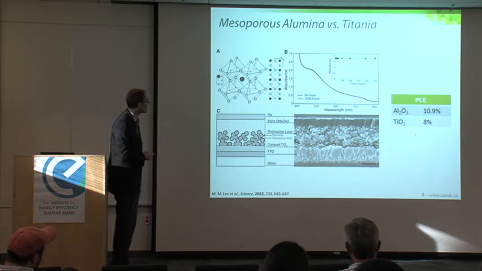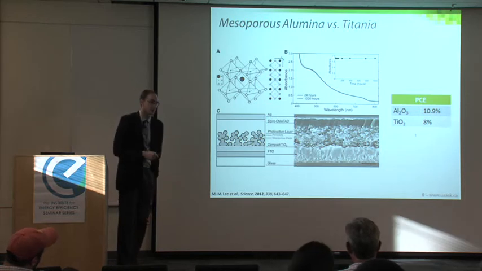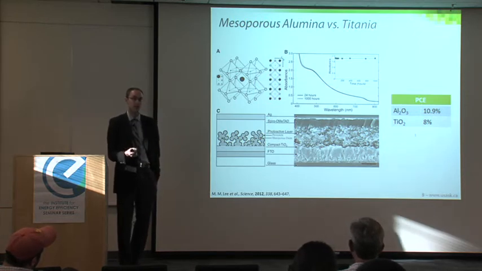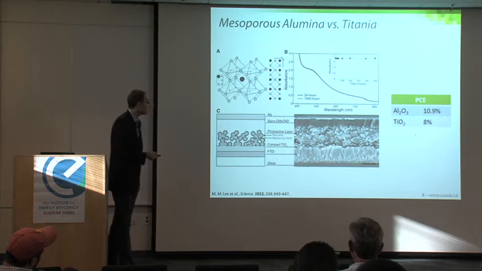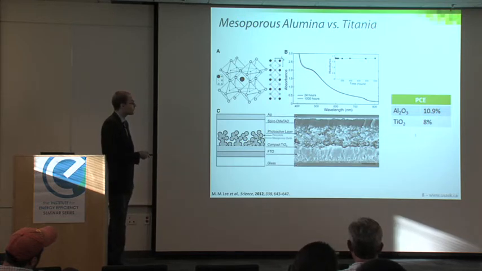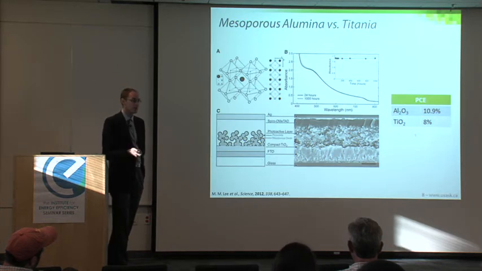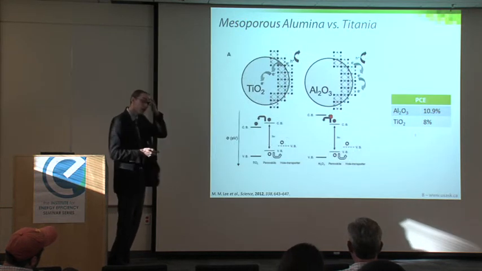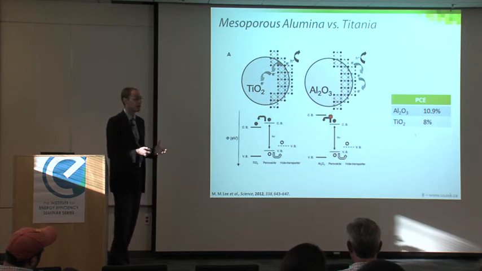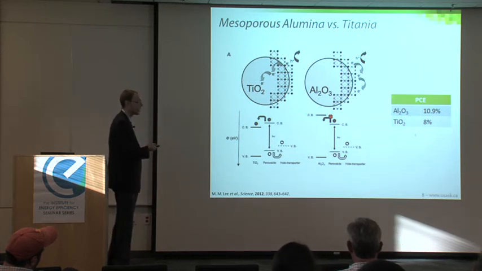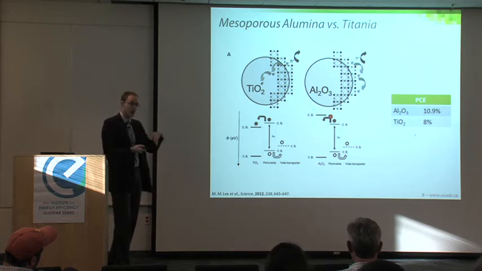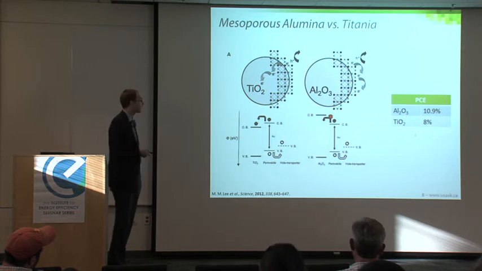So what we were trying to do was really rationalize this with the work of Henry Snaith from Oxford. And what he had demonstrated about a year earlier was that if you replace the mesoporous titania with mesoporous alumina, not only does the cell still work, it actually can even work a little better. And in the context of a dye-sensitized solar cell, this really makes no sense because the alumina conduction band is sky high. There's no way you're injecting an electron into the alumina framework to get transport to the counter electrode.